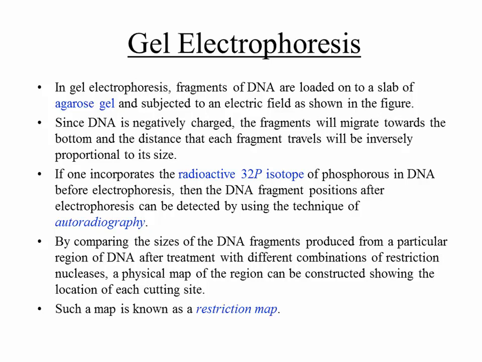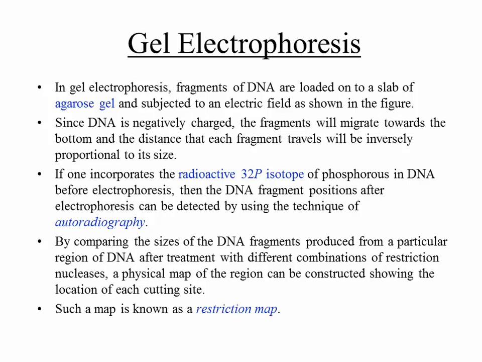For that phosphate, if you put in the radioactive phosphorus, I'll be able to track the location of that DNA molecule by a technique called autoradiography. I might be able to capture that information on a photographic plate and so on. So if one incorporates the radioactive 32P isotope of phosphorus in DNA before electrophoresis, then the DNA fragment positions after electrophoresis can be detected by using the technique of autoradiography.